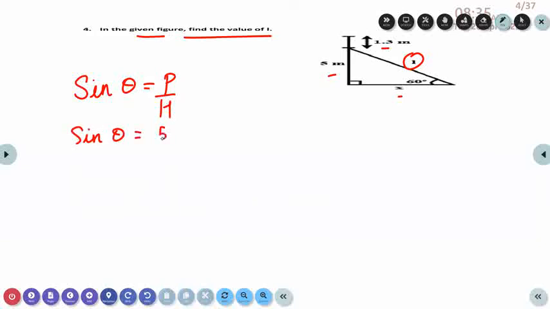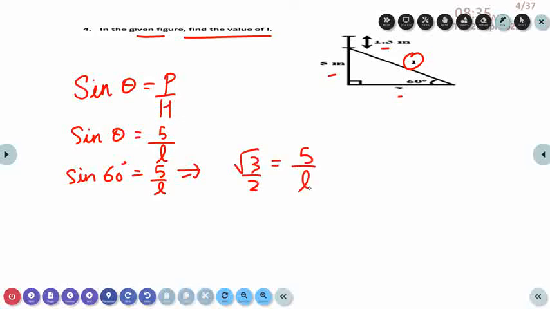And in this question, theta is 60 degree. That means sine 60 degree is equal to 5 upon L. Now we know the value of sine 60 degree, it is root 3 by 2. So root 3 by 2 is equal to 5 by L. That means L is equal to 10 by root 3 meter. The value of L is 10 upon root 3 meter.